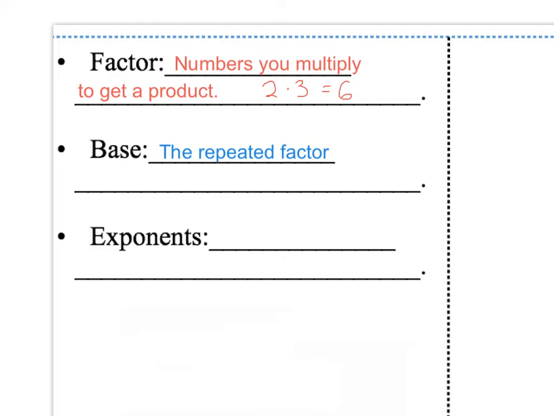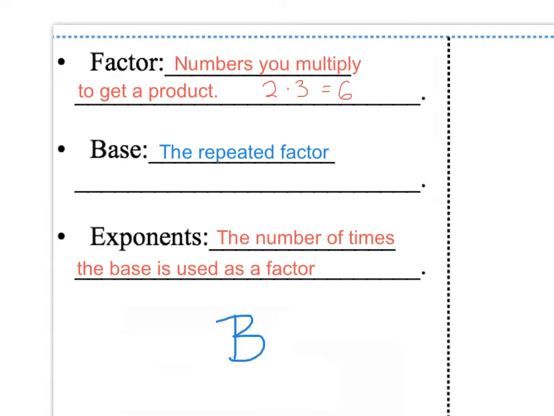The next vocabulary word is called exponents. And an exponent is the number of times the base is used as a factor. So the base can look like a number b, and the exponent can be represented as a superscript hanging at the top right-hand corner of b. So this is usually what an exponent and a base looks like.